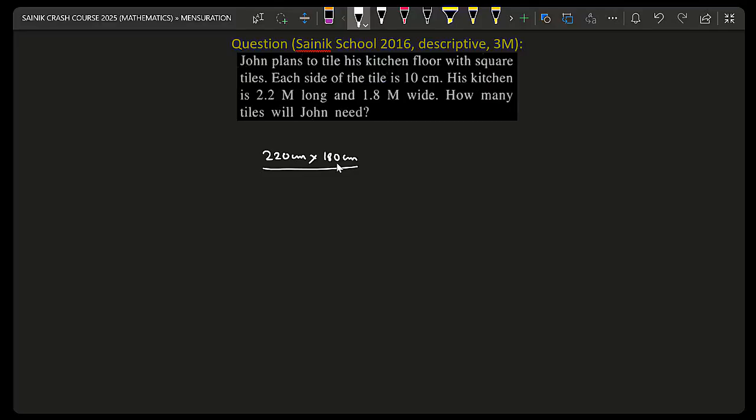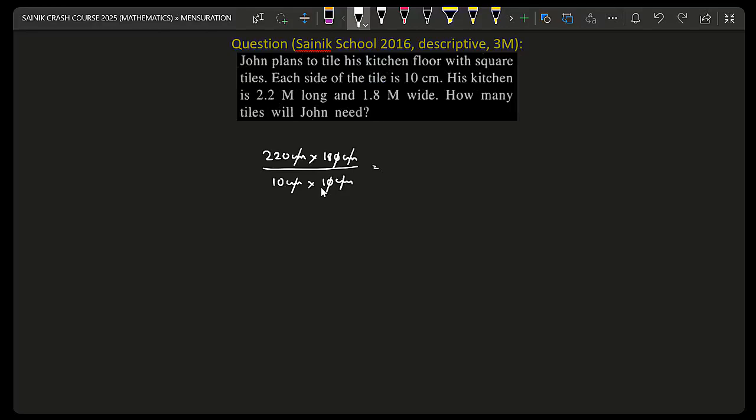Tile is in which shape? So square. What is the area of square? Side into side. It is 10 centimeters into 10 centimeters. Now simplify this to get the number of tiles. First we can cancel the unit centimeter. Now 0, yes, 0 cancels. Next.